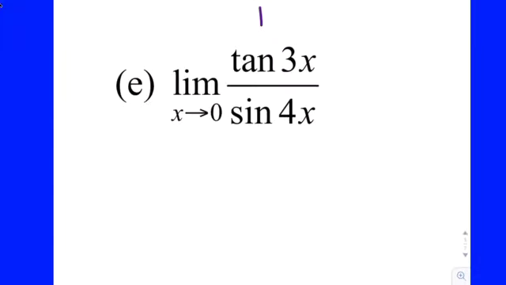Go ahead and try this one then. Kind of the same idea. Kind of create what you need to use what we've memorized. Trig manipulation.